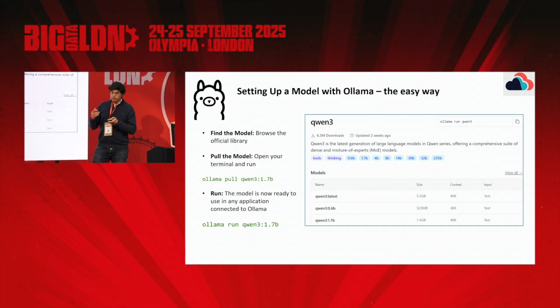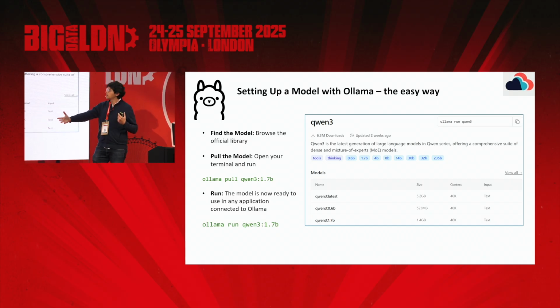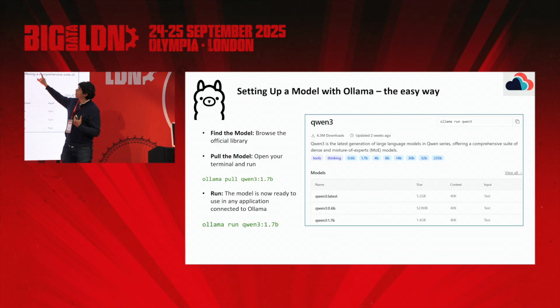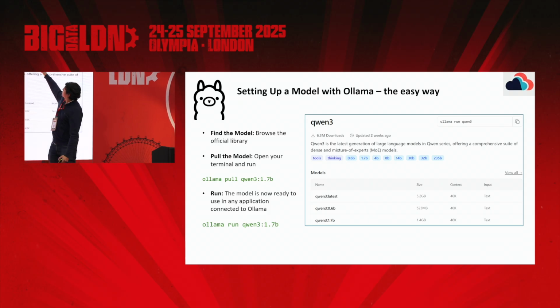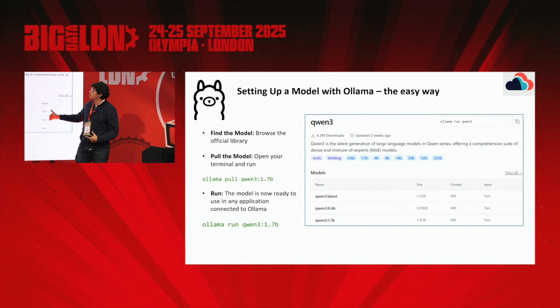How do you actually then use a model? Once you have Ollama installed, Ollama has a pre-compatible catalog on their website, and it's just a terminal run to download and set up the model to run locally.